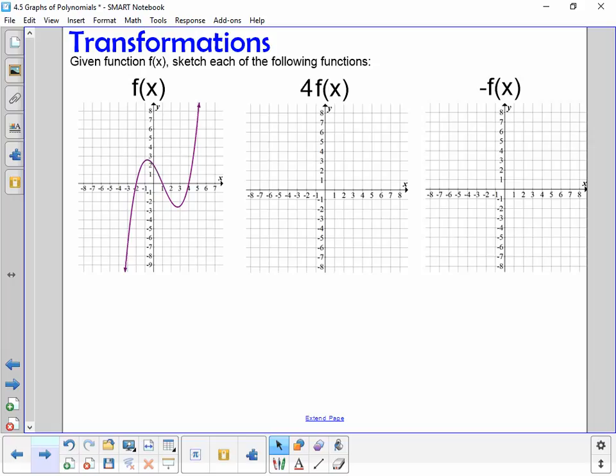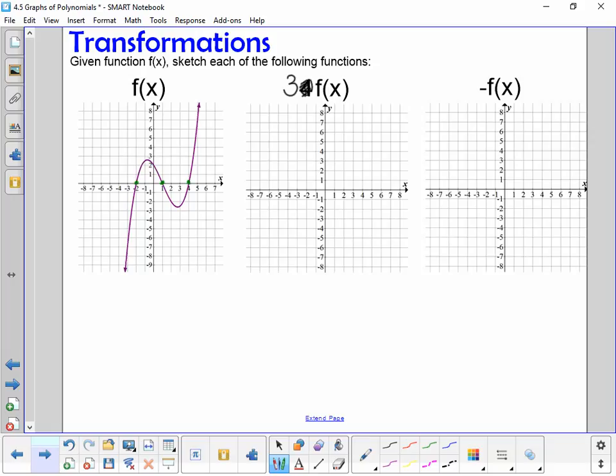So same function f of x, we're going to look at what happens when we multiply f of x by a number, and I'm going to change it to 3 because 4 doesn't quite fit on our coordinate plane very well in this case. So we talked about, quite a few days ago, how if we stretch a polynomial function out, it doesn't change the intercepts.